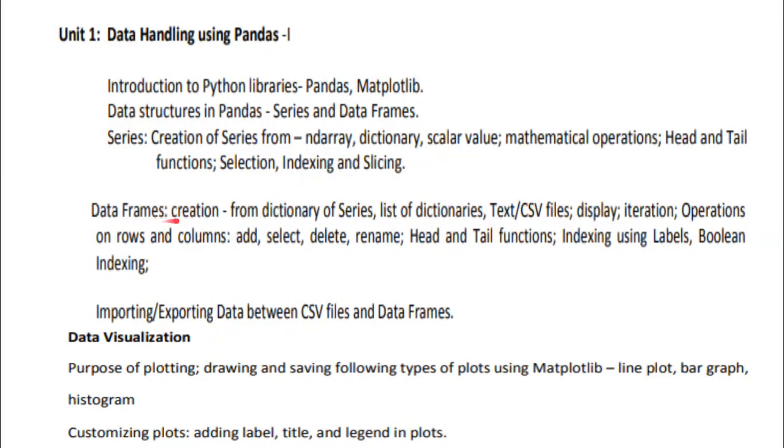Then data frame creation from a dictionary of series, list of dictionaries, text or a CSV file. CSV means comma separated values, that is called the CSV file. This is like your normal Excel file only. You can create an Excel file using any text editor, either WordPad or Notepad, but while saving, you have to save the file with the .csv extension.